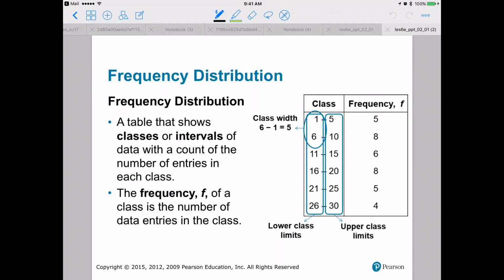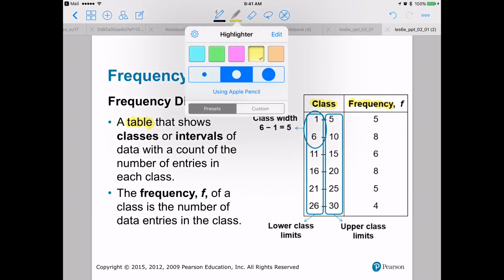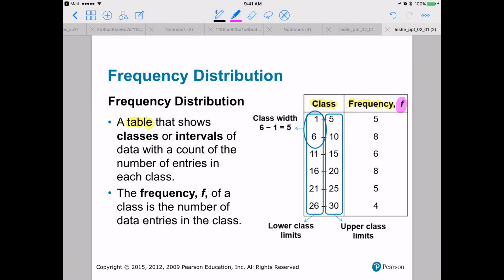Okay, all right. So the first thing is a frequency distribution is essentially a table, and the table has two pieces of information. For each class, it gives you a frequency. Notice that F is the notation for frequency. So this little F throughout the entire book will stand for the frequency, which is just a count. So it's the number that you have, right? So let's start here. A frequency distribution is a table that shows classes or intervals of data with a count of the number of entries in each class.